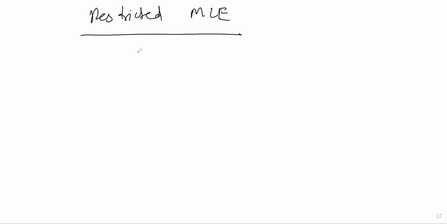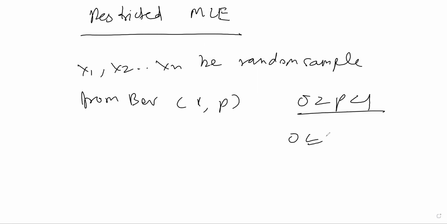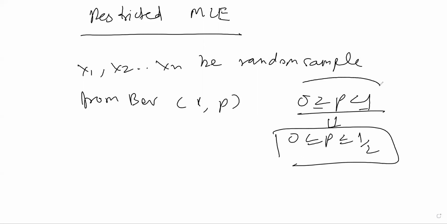So let's do some questions on restricted MLE, and you will get to know what it is. Let X1, X2, ..., Xn be a random sample from a Bernoulli distribution with parameter (1, p), and instead of p in (0, 1), it is p in (0, 1/2). So this is the restricted case; previously we used to have the full range, and now it is restricted.